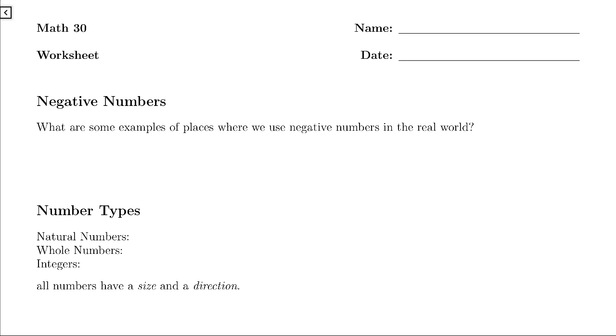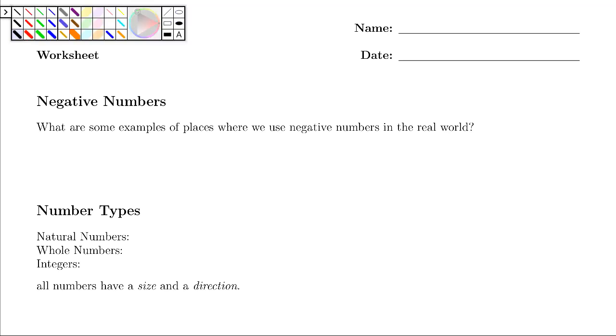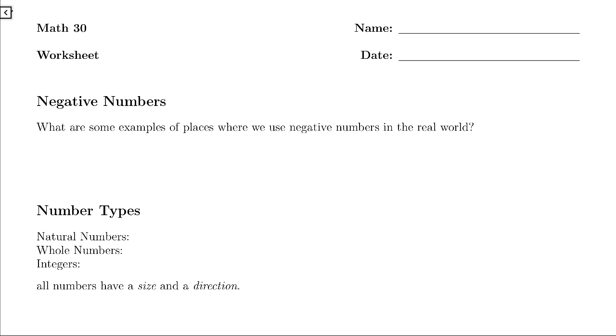Okay, so some of the most common answers that are given are often like temperatures. So we can talk about the temperature outside being 30 degrees below zero, which is cold by either of the common temperature scales. So temperatures, and also money oftentimes comes up. And the negative numbers actually mean debt, usually.